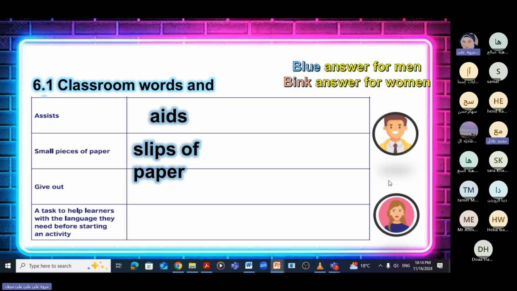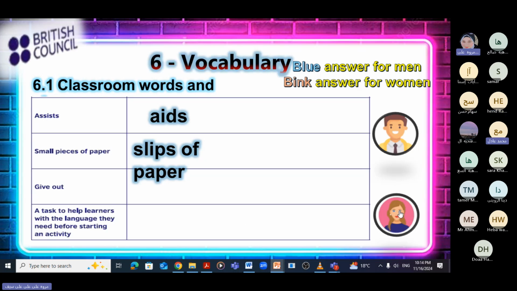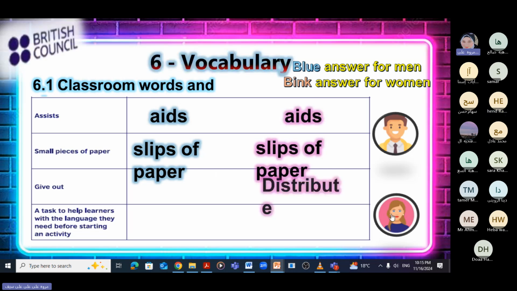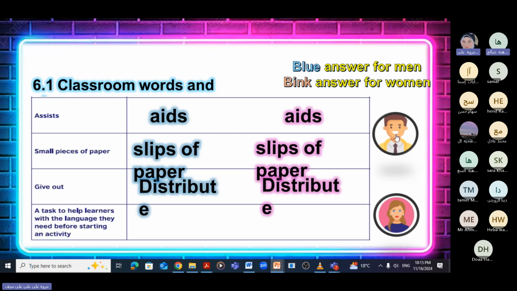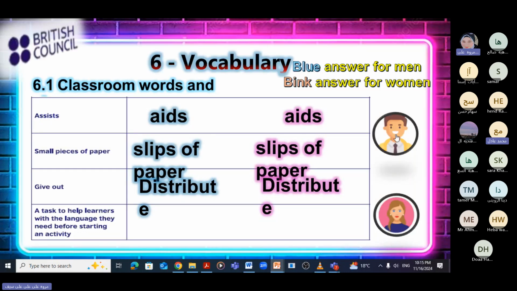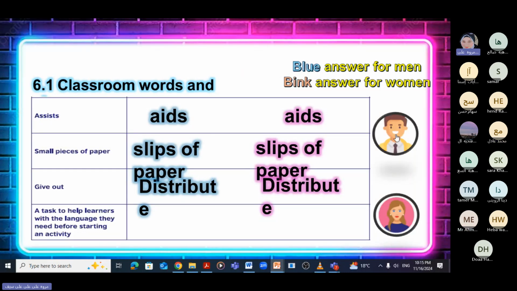Demonstrate. Donate. No, I'll show it to you. Just a second. Sorry, just a sec. Yes, distribute. Distribute. You knew this. If you have read the article, you would have got it very easily.